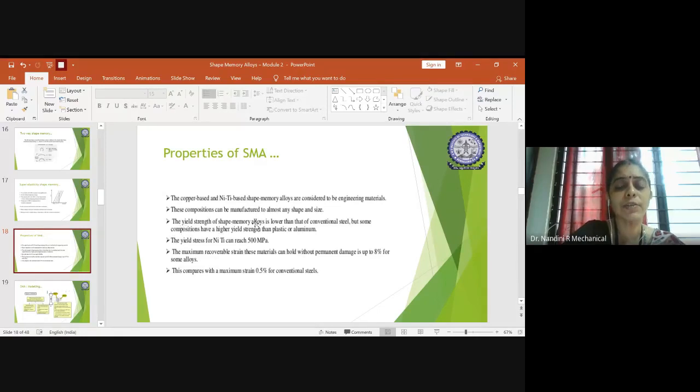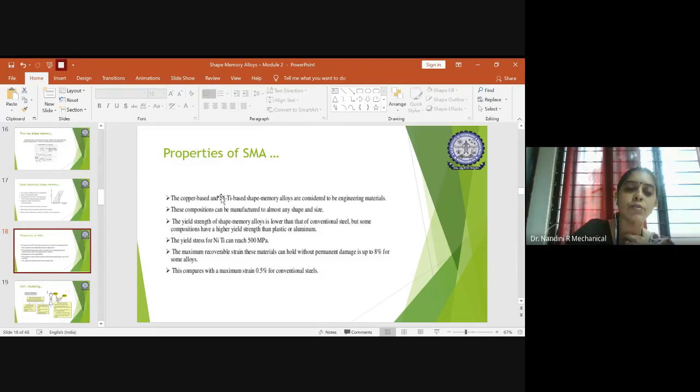The third property is that the yield strength of the shape memory alloy is always lower than that of conventional steel. This is the main property of it. But some compositions of shape memory alloys have a yield strength more than that of plastic or aluminium. Even though it is made up of soft shape memory alloys, with copper and nickel based ones, obviously the yield strength will be lesser than that of steel. But sometimes we can see that the yield strength of these materials is more than even plastic or aluminium. So this is one of the important properties.